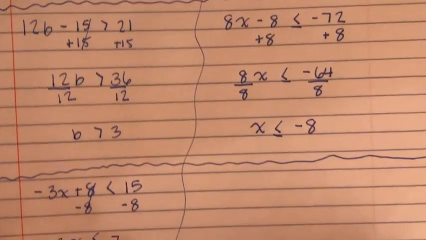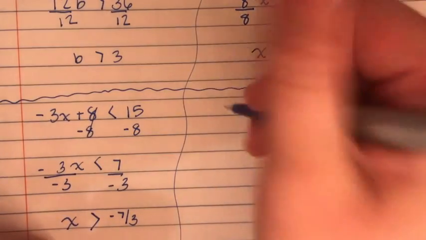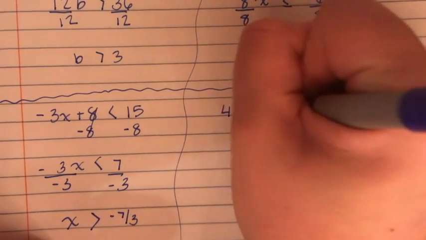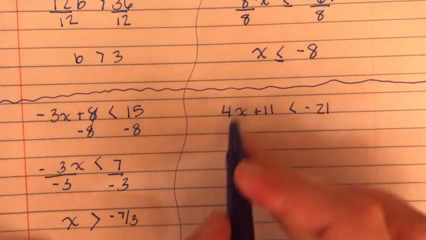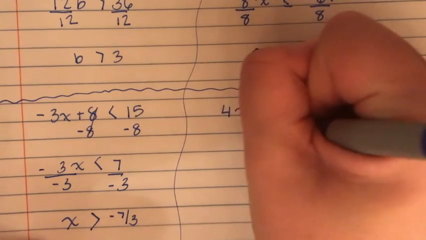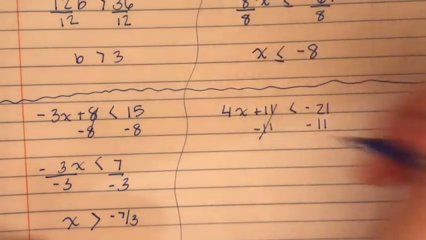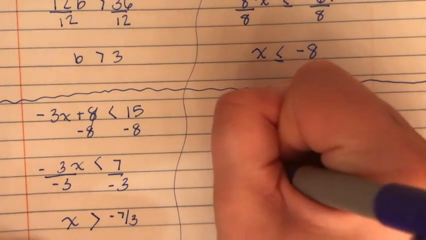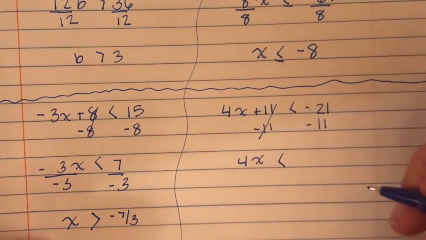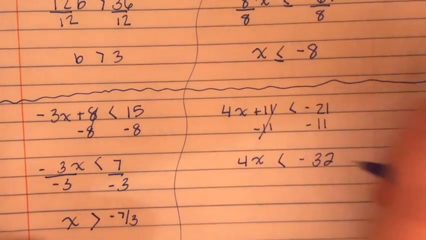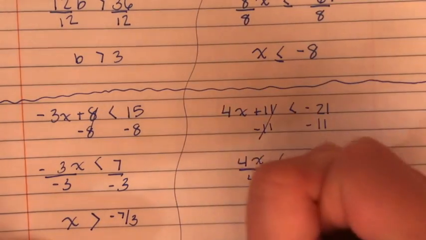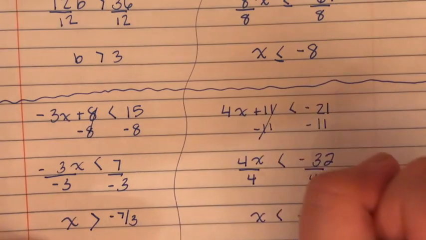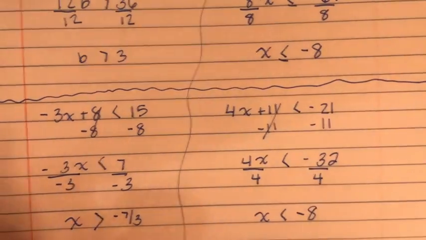Okay, let's do one last example. 4x plus 11 is less than negative 21. So again, I'm trying to get this by itself, so I'm going to subtract 11 from both sides. That gets rid of that, and I have 4x is less than negative 32. I can divide both sides by 4, and I get x is less than negative 8 as my final answer.